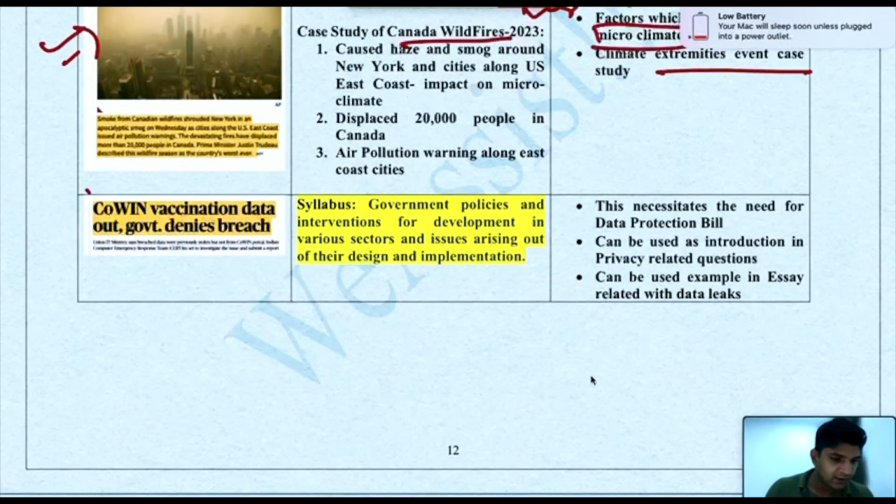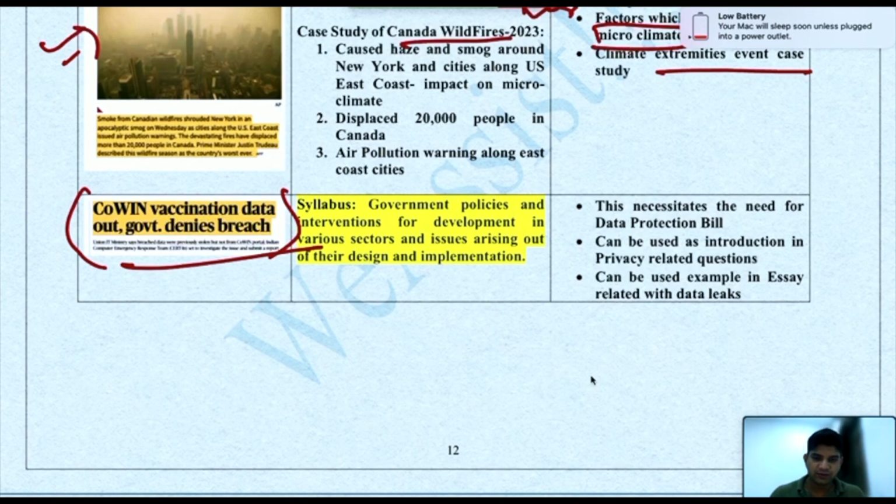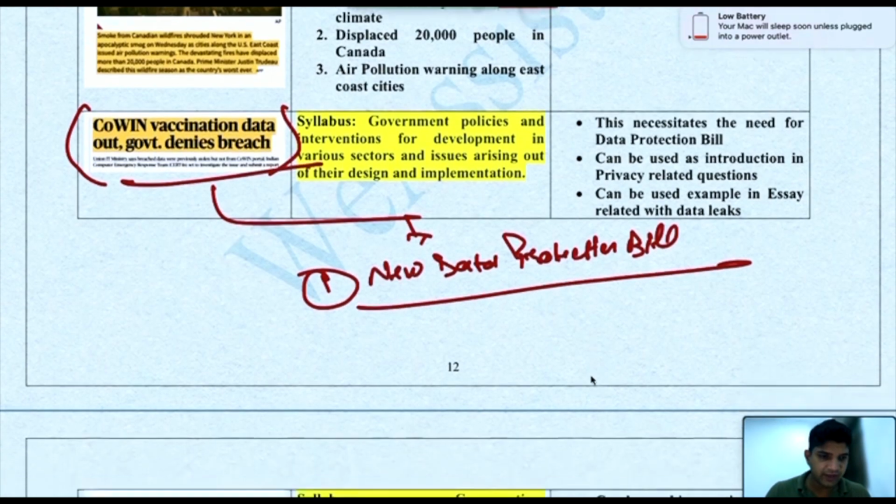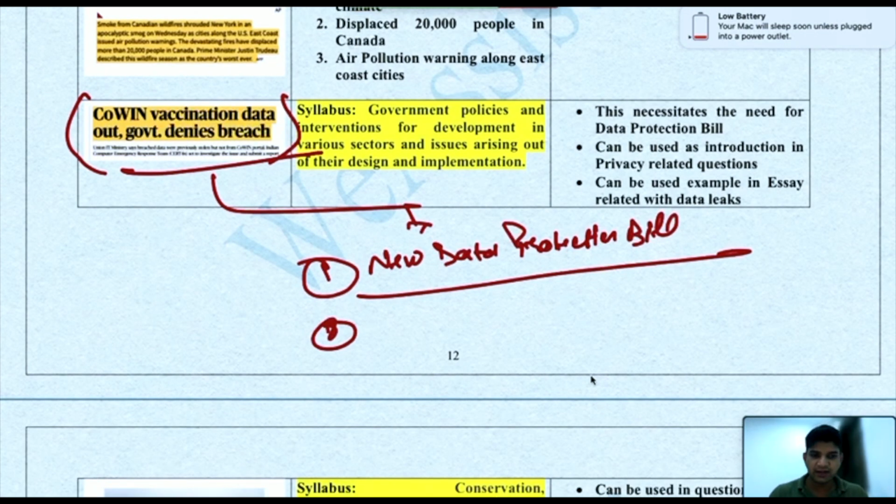Okay, this COVID vaccine data was leaked. This was in the news. So what does this lead to? It sets a demand for the new data protection bill. Okay, so that is one. Second, it shows technology as a double-edged sword.